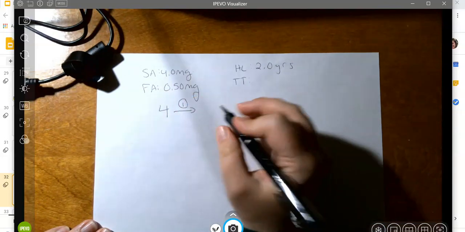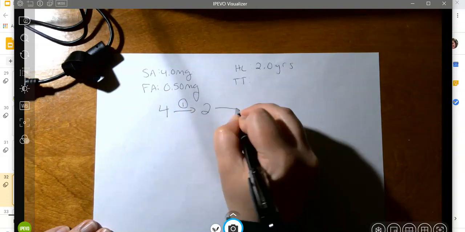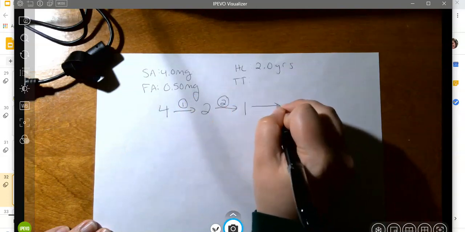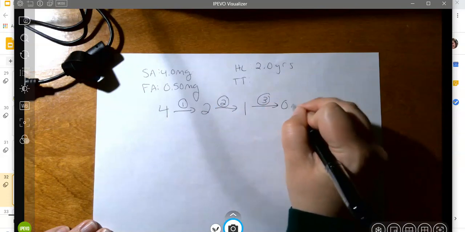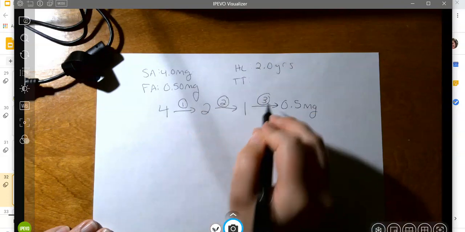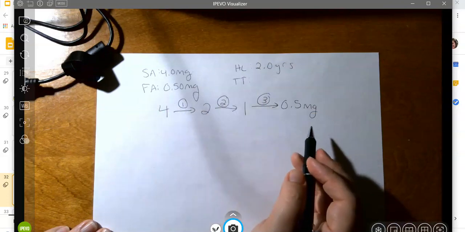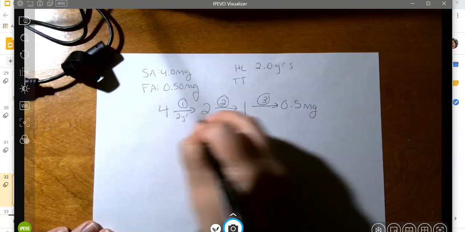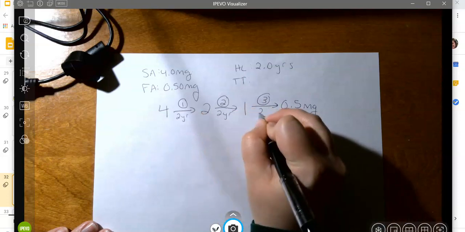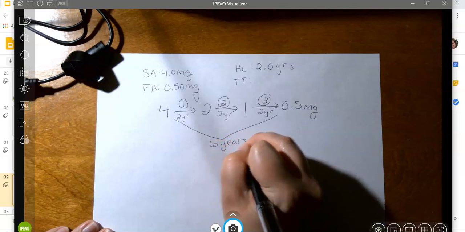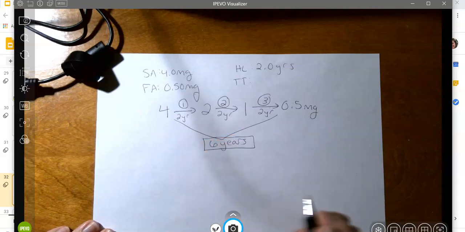After 1 half-life, how much did I have? I had 2 because it divides in half. After 2 half-lives, I have 1. After a third half-life, I have 0.5 milligrams. So it took 3 half-lives to get from my starting amount to my final amount. So you might be tempted to say 3, but that's not what it actually asked. It asked how long that took. Remember, each half-life is 2 years. So that means that this took a total of 6 years. And that is my final answer.